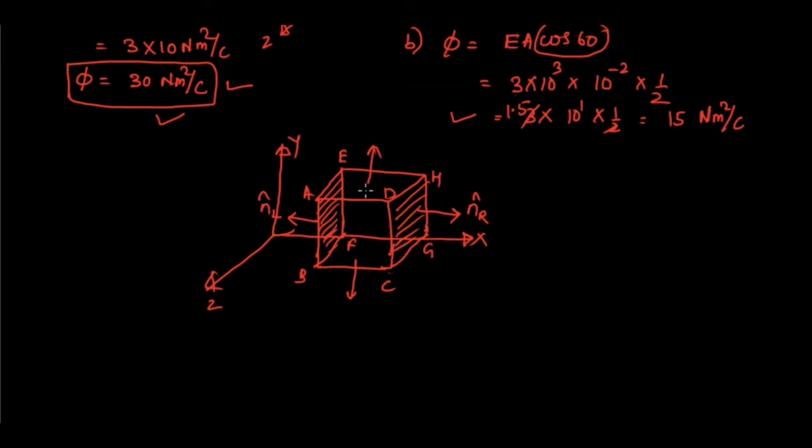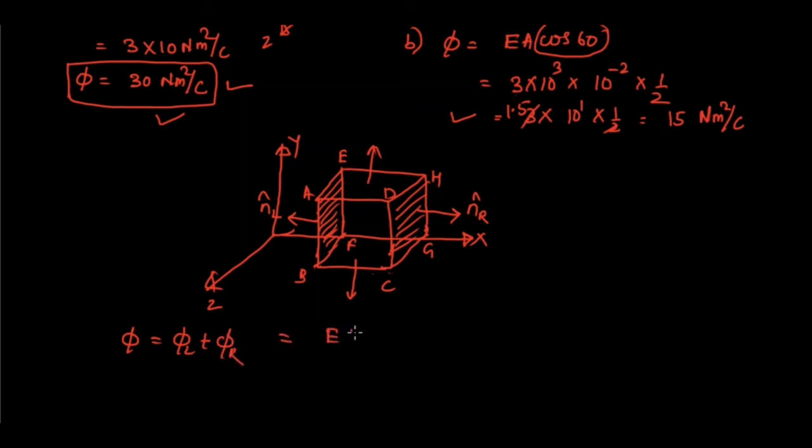But the electric field is perpendicular to the other area vectors. Means if you look at A, D, H, E, or B, C, G, F, A, B, C, D and E, F, G, H, then for all these four faces the electric field and area vector are perpendicular, so there will be no electric flux. And the total electric flux will be how much? Phi L plus phi R. So what is phi L?